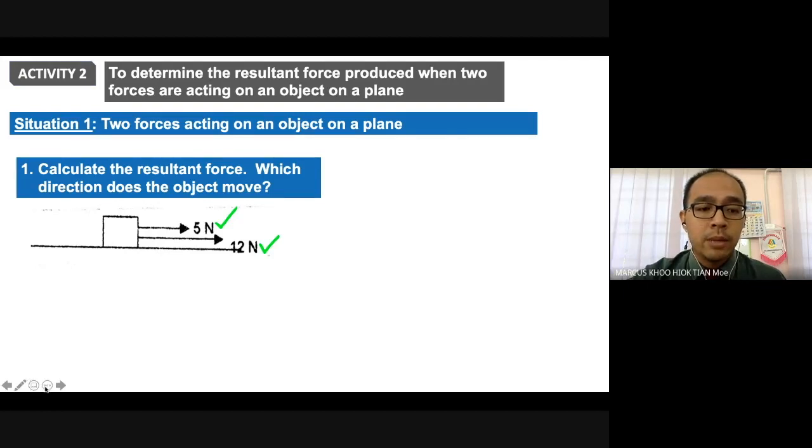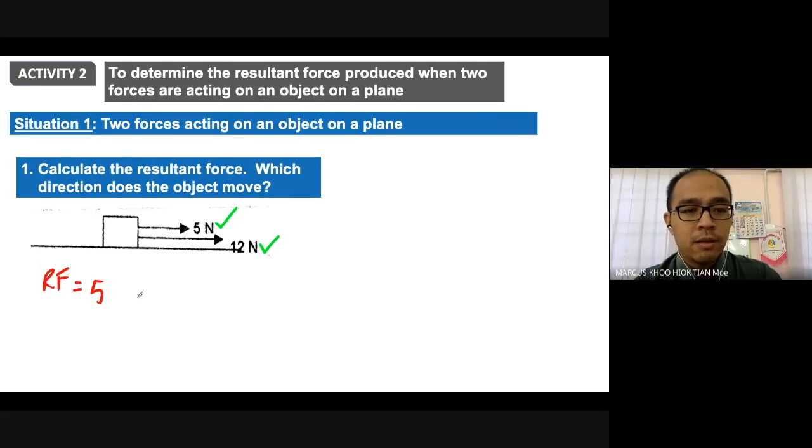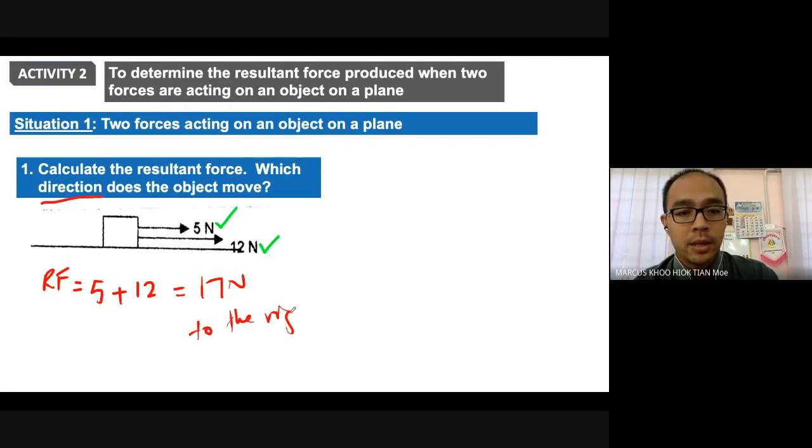Can anybody tell me what is the resultant force? Iqbal, what do you think is the resultant force? 17 newtons to the right. Okay, very good, because one is to the right, one is to the right. So the resultant force, I'm going to use short form, is 5 plus 12. Since they're the same direction, and both are to the right, we assume that right is positive. So this will be 17 newtons, and since they ask which direction, it will be to the right.